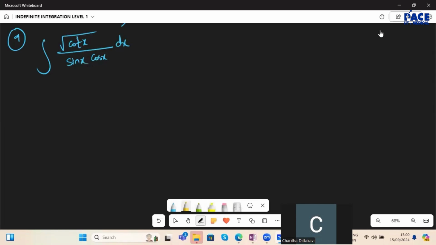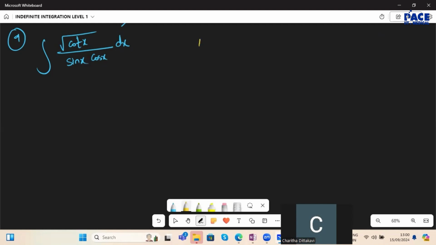All right, now look at the question: integration of cot x root cot x by sin x cos x dx. Whenever you have a cot x, the suitable function for the replacement will be cot x. Observe the trigonometric identities: sin square theta plus cos square theta is 1, 1 plus tan square theta is secant square theta, 1 plus cot square theta is cosecant square theta, isn't it?